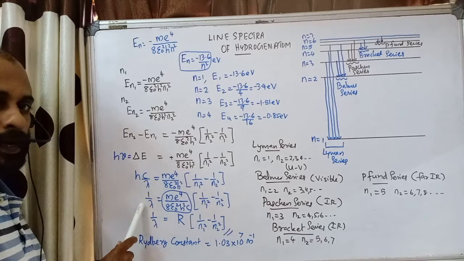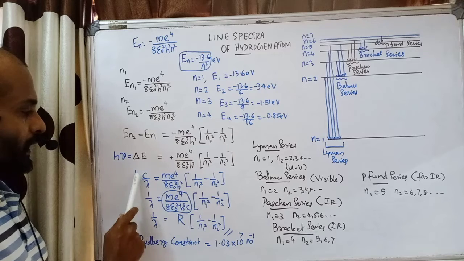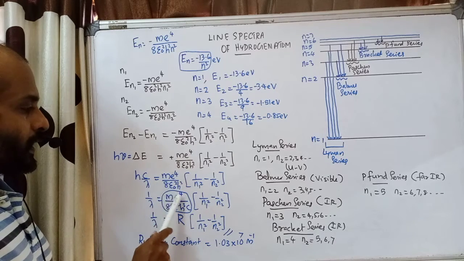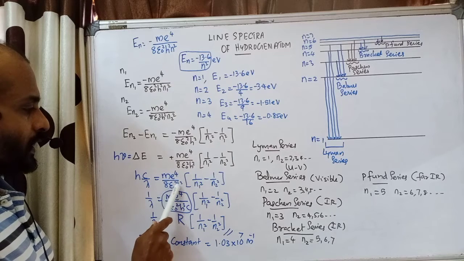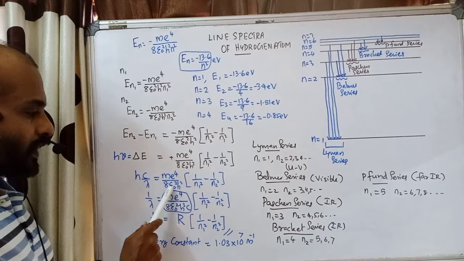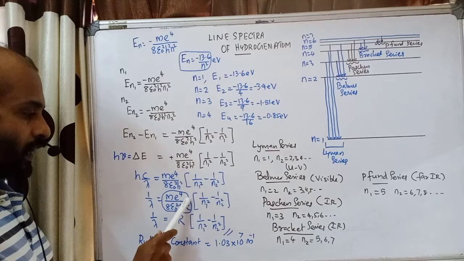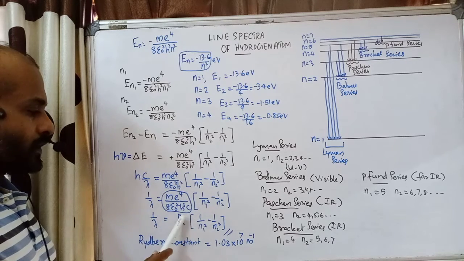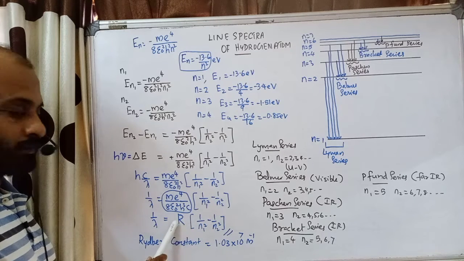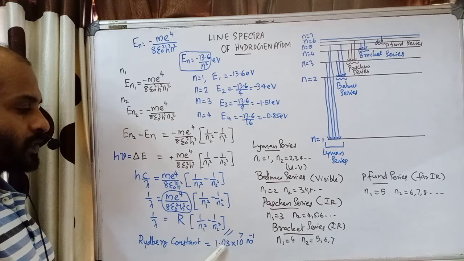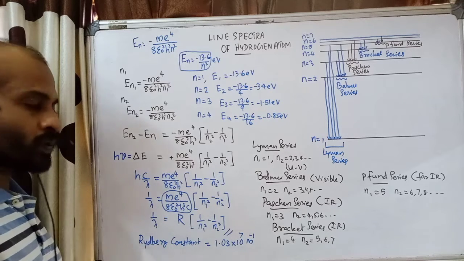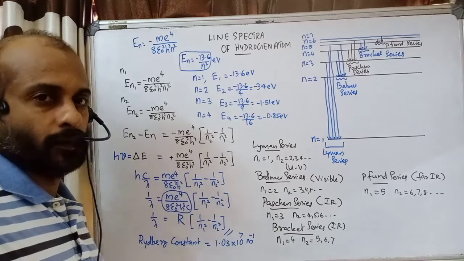So what is 1 by lambda? To get 1 by lambda, we have to cross multiply h and c. So we get m e raised to 4 by 8 epsilon 0 square h cube c. When we evaluate these constants, we get a constant value. This constant value is named the Rydberg constant, R. What is the value? R is 1.03 times 10 raised to 7 meter raised to minus 1. This famous relation is called the Rydberg formula.